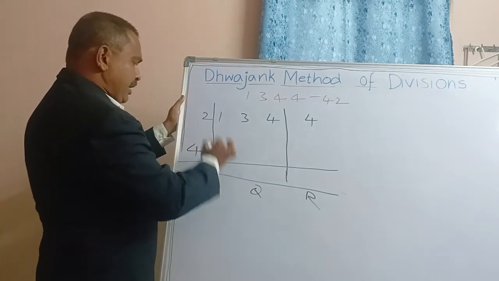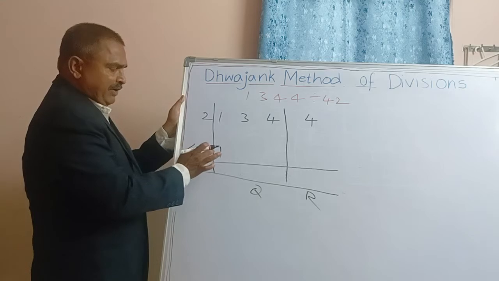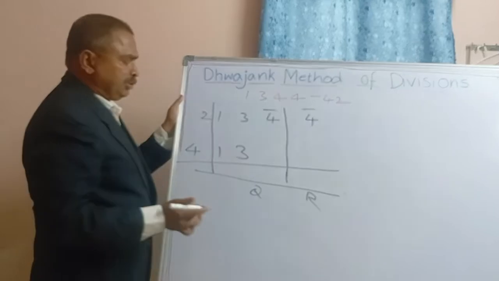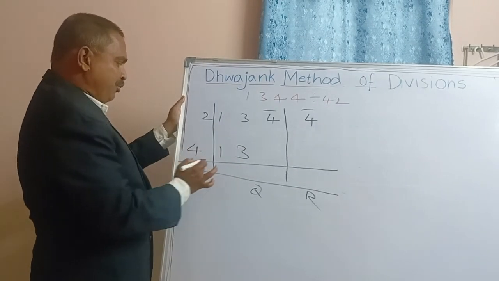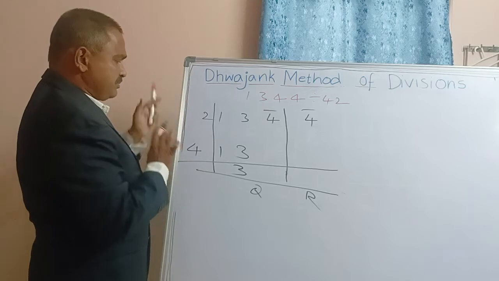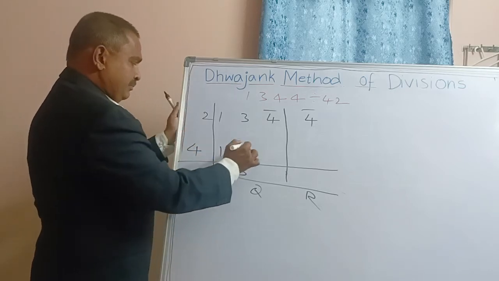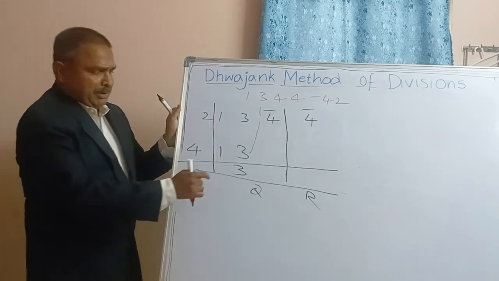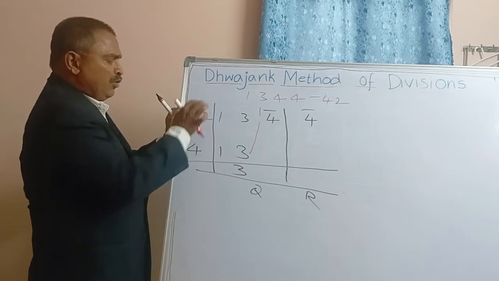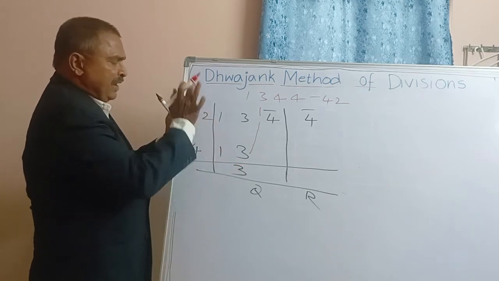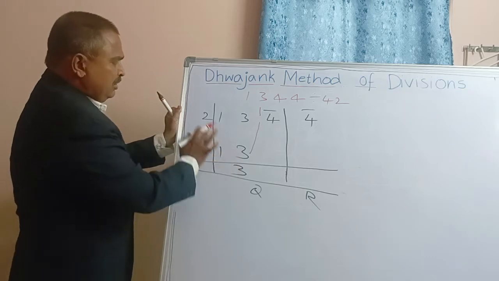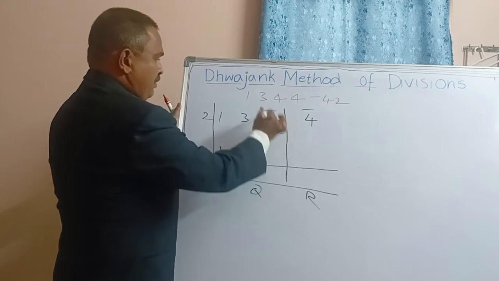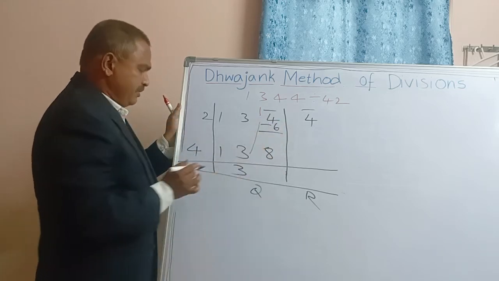Now bring down 1, but we cannot divide 1 by 4, so bring down 3 also. This will be the next part. 13 divided by 4, 3 times. What is the remainder? 3 4s are 12. 1 is the remainder. And remember our formula. We got quotient and we have flag number. Multiply quotient with flag number and subtract from next part. 3 2s are 6. 14 minus 6 is 8.